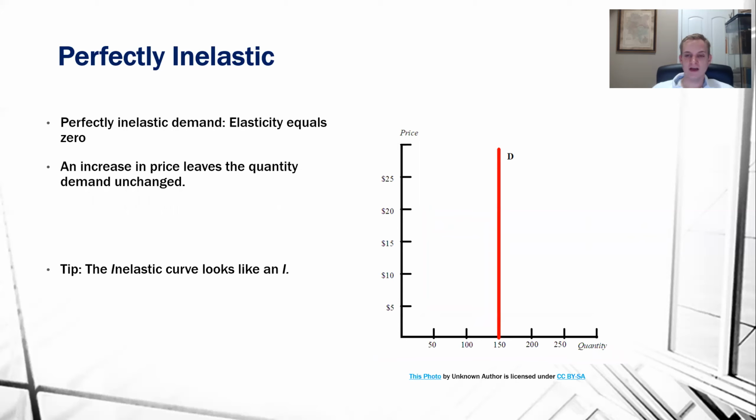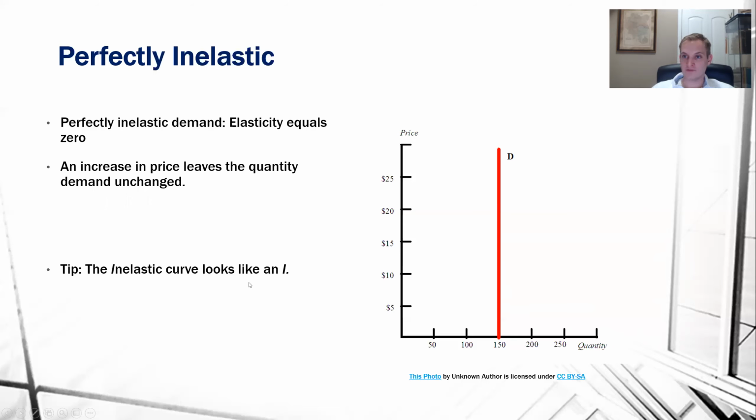Perfectly inelastic, this is also, similarly to perfectly elastic, going to generally be unrealistic, but it's important that you can conceptualize what's going on here. So with this demand curve that is perfectly inelastic, we're looking at a perfectly vertical demand curve. And I do have a tip on here.